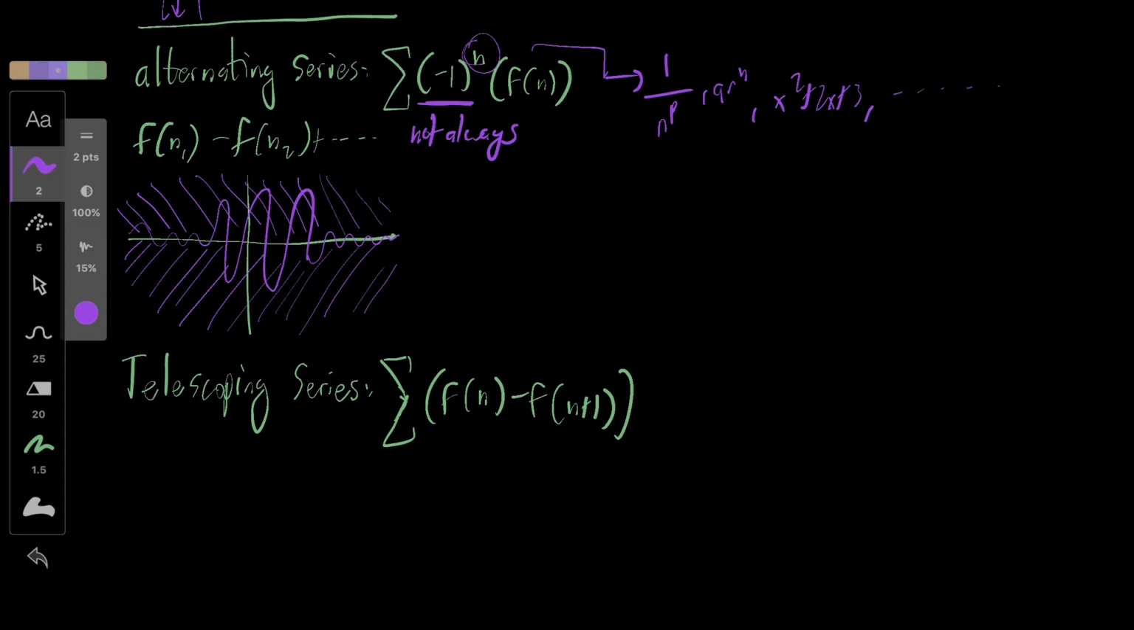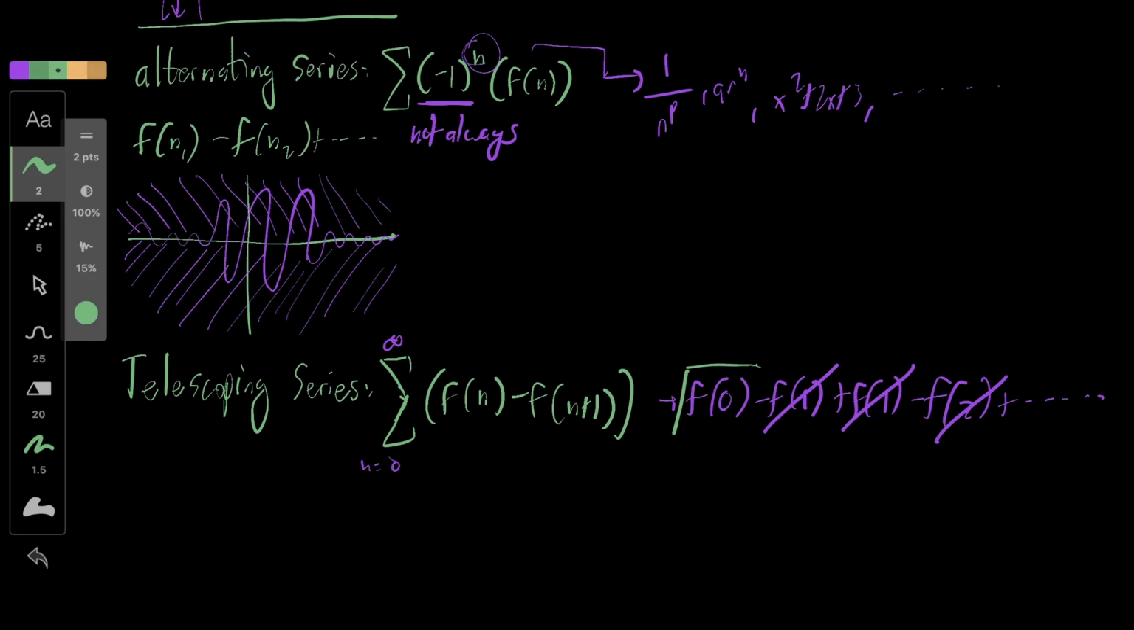Now, let's say as n goes from 0 to infinity, then you would get f of 0 minus f of 1, and then plus f of 1 minus f of 2, and so on. And now you see that the f1 cancels out, the f2 will cancel out, and the only thing that's left is this f0 term, and that is the value of the series, and that's what makes it so unique.